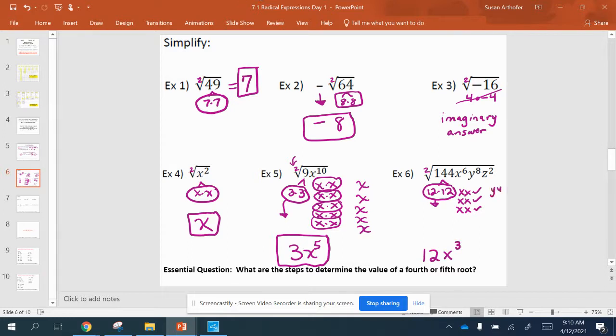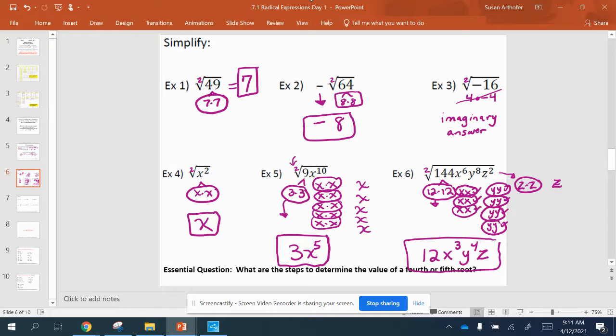Y to the 8th. There's 4, 6, 8. So I have 1, 2, 3, 4 that can come out. And z squared is just z times z. So a z comes out. So as a pair, it comes out as 1. So this comes out as 1, 2, 3, 4 pairs, y to the 4th. X, x, x, x to the 3rd, 3 pairs.